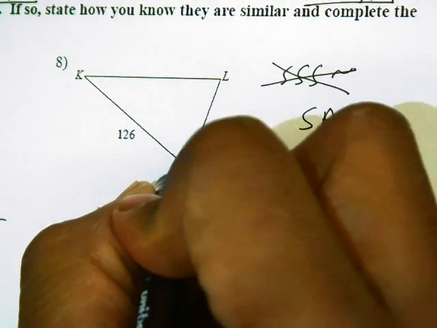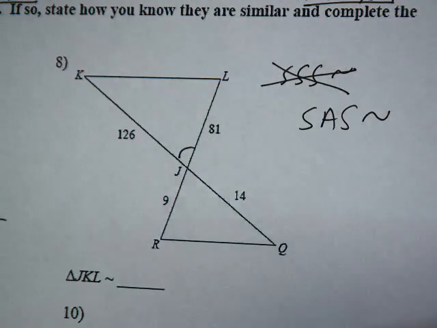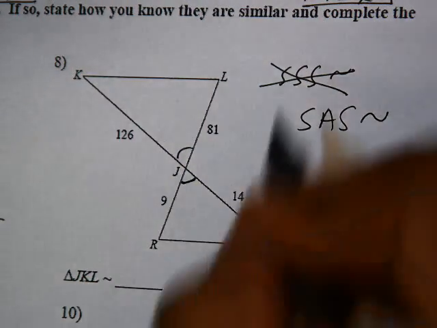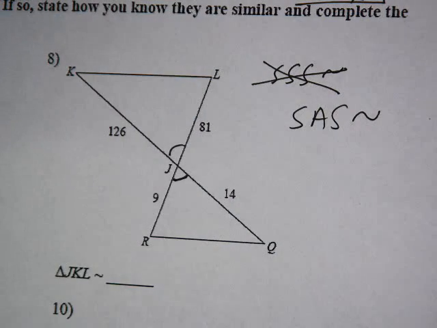Angle LJK is congruent to angle RJQ. Those are vertical angles there. So I have the angle part down. I need to check to see if the 2 pairs of sides are proportional.